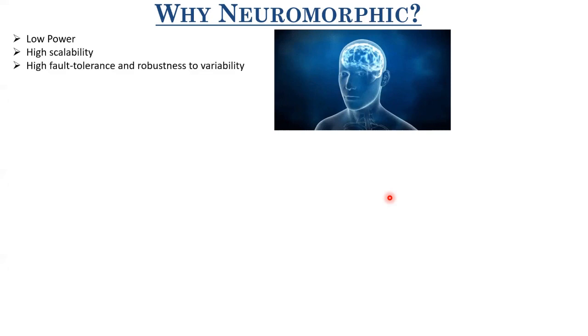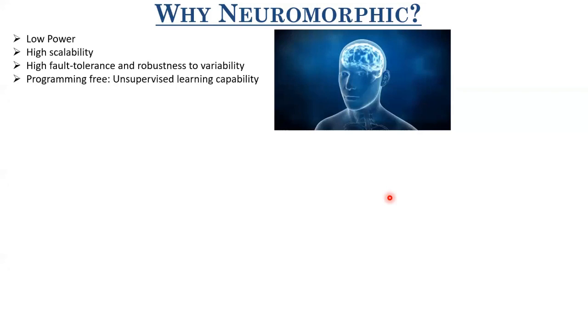Then these systems are highly fault tolerant and robust to variabilities. This is very important considering that these memristors or RRAMs or CBRAMs or whatever kind of memory devices we are talking about, they all come with some amount of variations. So unless these computing systems are robust to variations, we cannot even use them. And this property, that it is highly fault tolerant and robust to variations, makes these emerging non-volatile memories very suitable for neuromorphic computing.